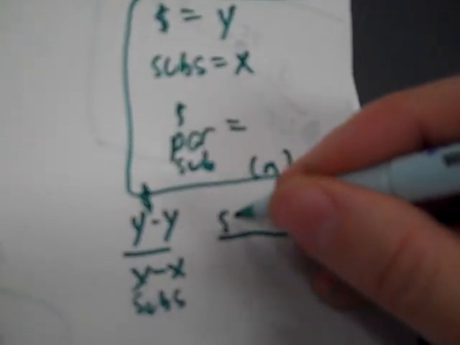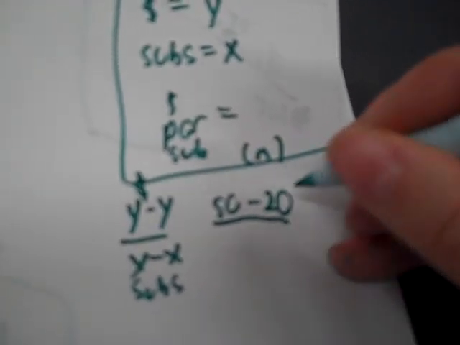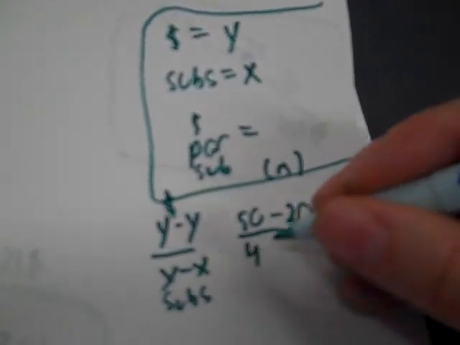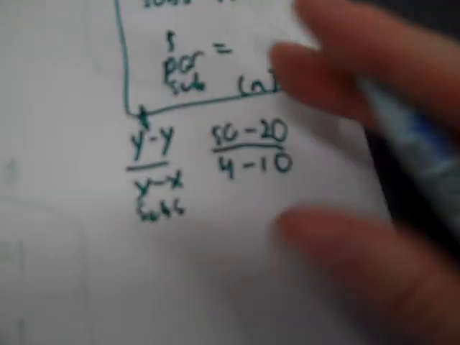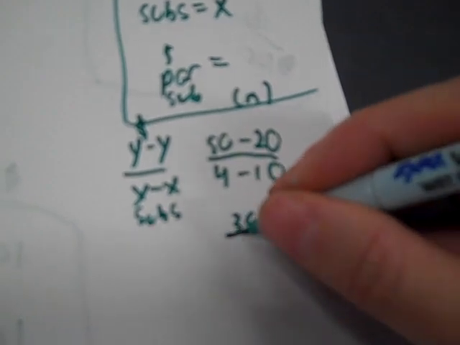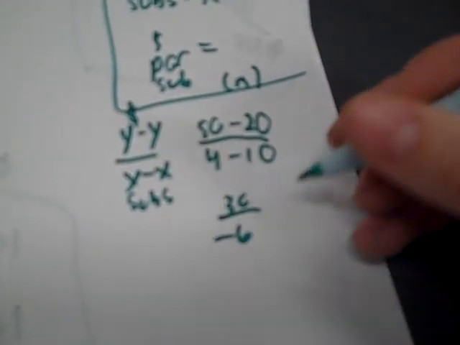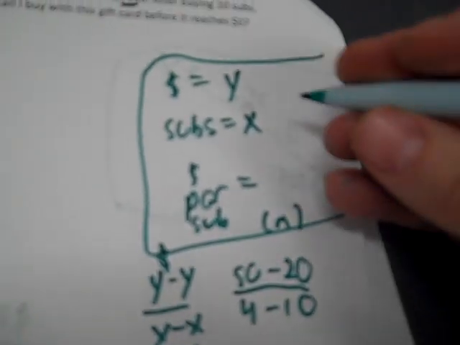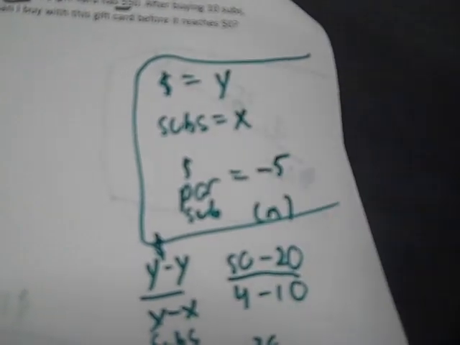Now pay attention. Your Y is dollars and the X is subs, so your dollars have to go on top. So I have $50 minus $20 on top, and then the subs, I take 4 minus 10. So on top I have $30 and I have negative 6 subs, so I divide that and I get negative 5. So my M value is negative 5. It's okay that I got a negative, which makes sense because if you look at the money, it's going down.